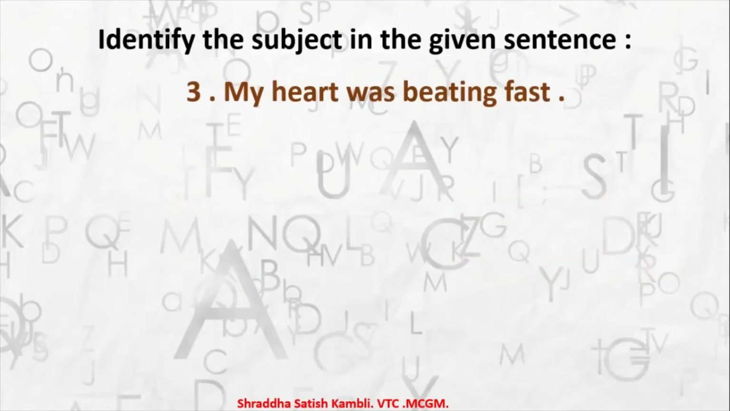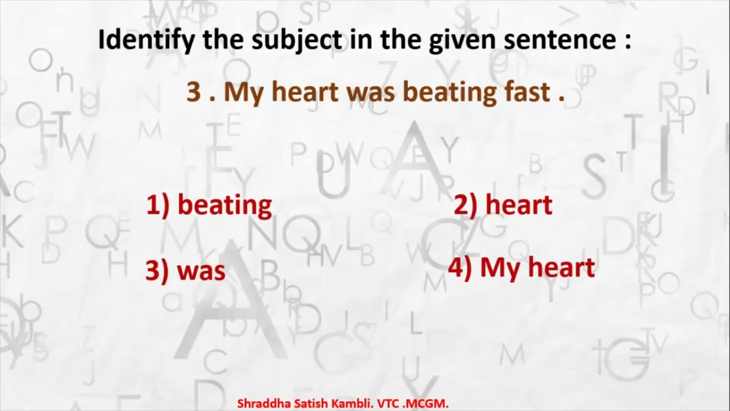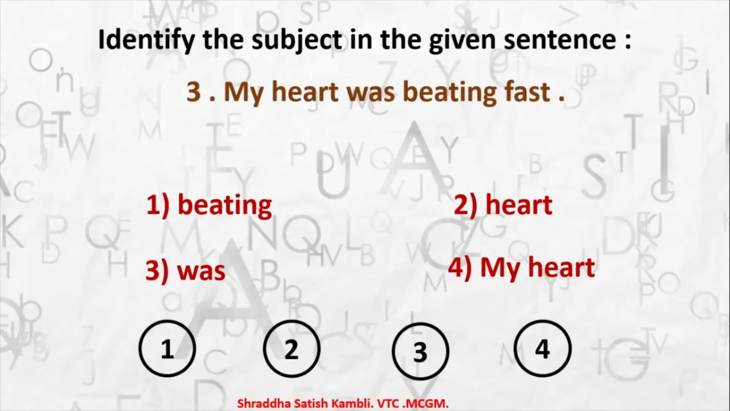Moving to example 3. My heart was beating fast. So 4 options, here they are. First one is beating, second one is heart, third one is was, fourth one is my heart. So which one is the correct answer? Yes, it is option number 4 again. My heart was beating fast. What was beating fast? My heart was beating fast.